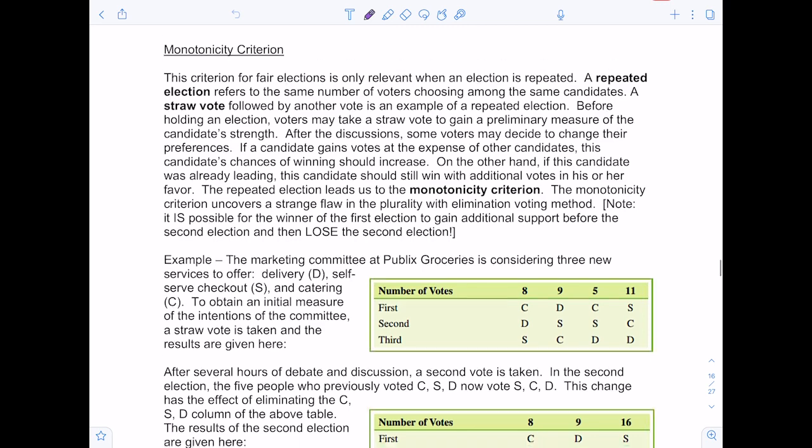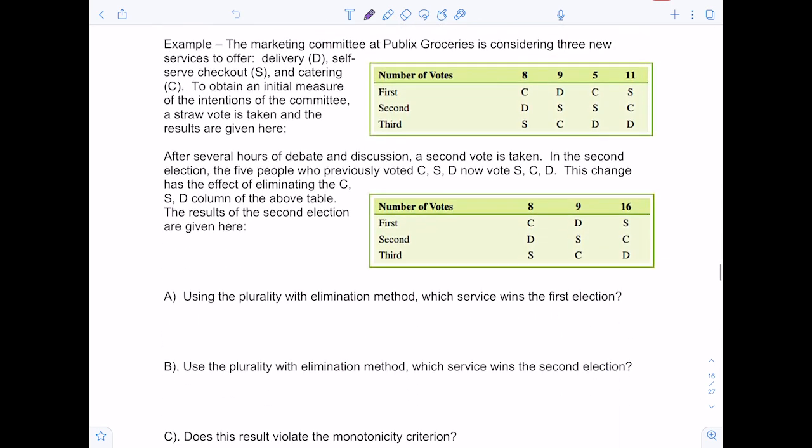So let's take a look at an example. The Marketing Committee of Publix Groceries is considering 3 new services to offer: delivery, self-service checkout, and catering. To obtain an initial measure of the intentions of the committee, a straw vote is taken, and the results are given here. So this is like a preliminary election, okay? And we have our preference table there. After several hours of debate and discussion, a second vote is taken.